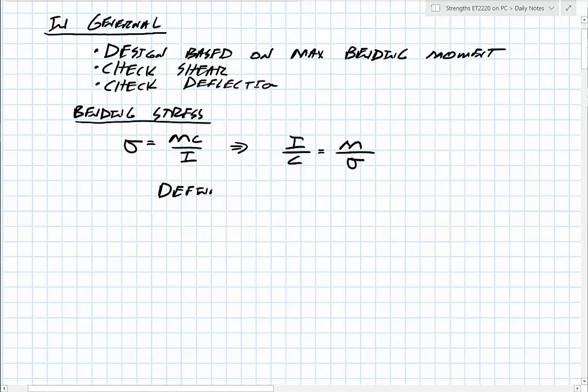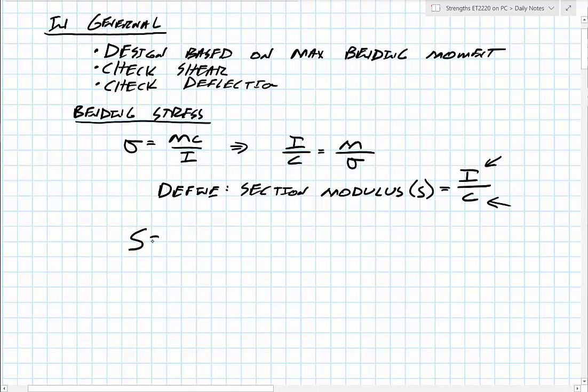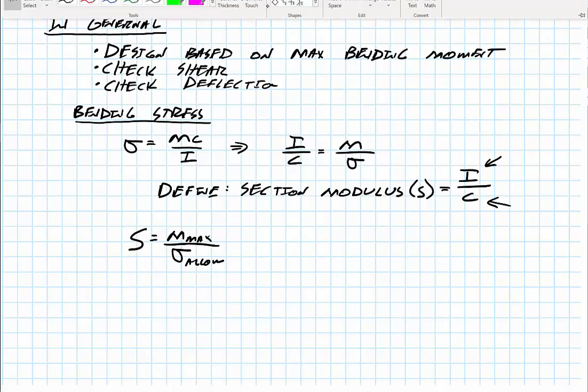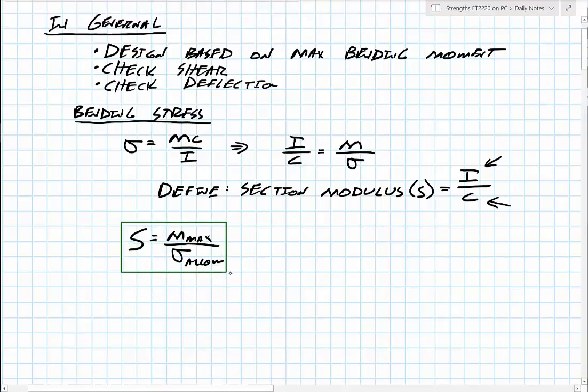This new variable is called the section modulus, designated with an S, which is equal to the moment of inertia over C, the distance out to the extreme fiber. We do that because this is based on the beam's cross-section, so we get a relationship we can look up in a table. Now we can rewrite the equation, saying that our section modulus is equal to our maximum moment, from a moment diagram, over an allowable stress. That's the basic equation we're going to pick our beam with.